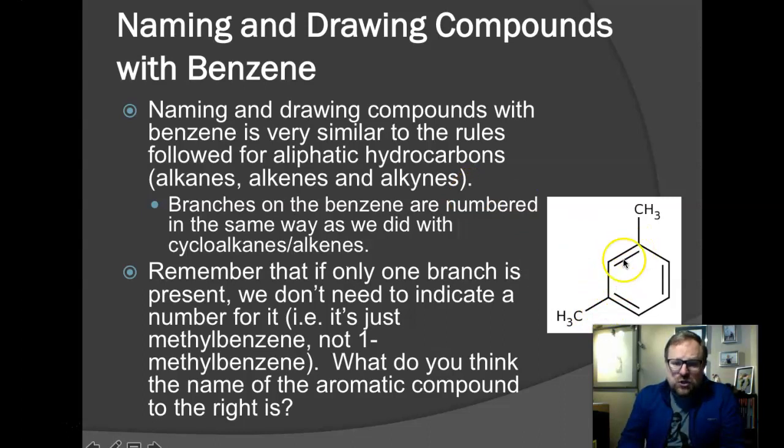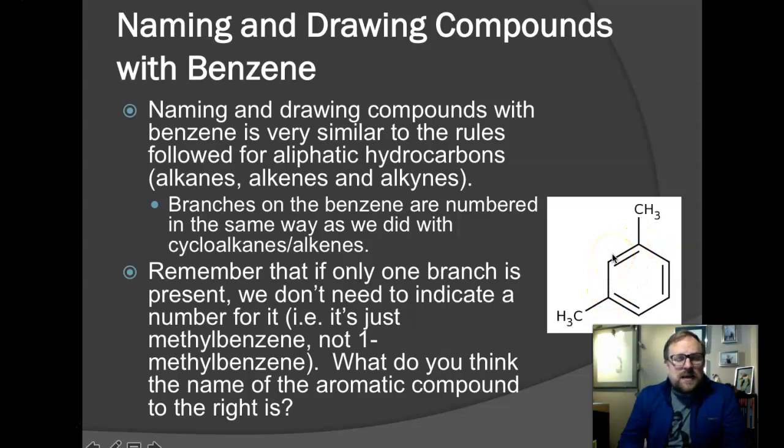Because this has two branches on it, we have to try to make our numbers as low as possible. Our instinct might be to label this as carbon number 1, but that's not going to work for us, because then we could label it 1, 2, 3, or we could label it 1, 2, 3, 4, 5, 6. Then that makes the numbers 1 and 5. That's too big, but if we can make them 1 and 3, that's even better.